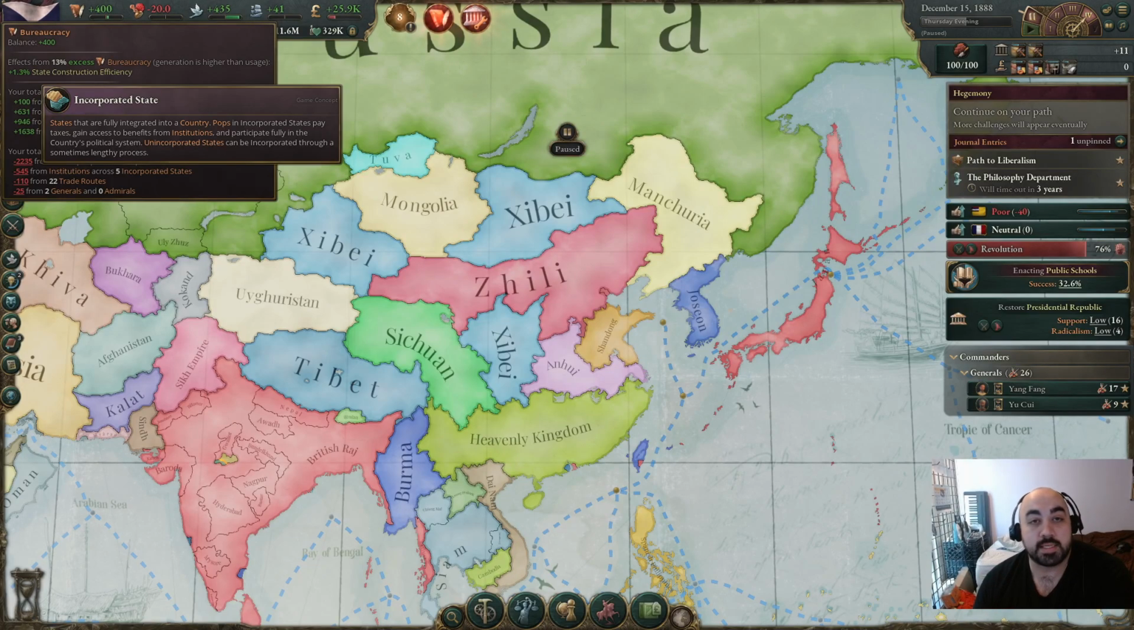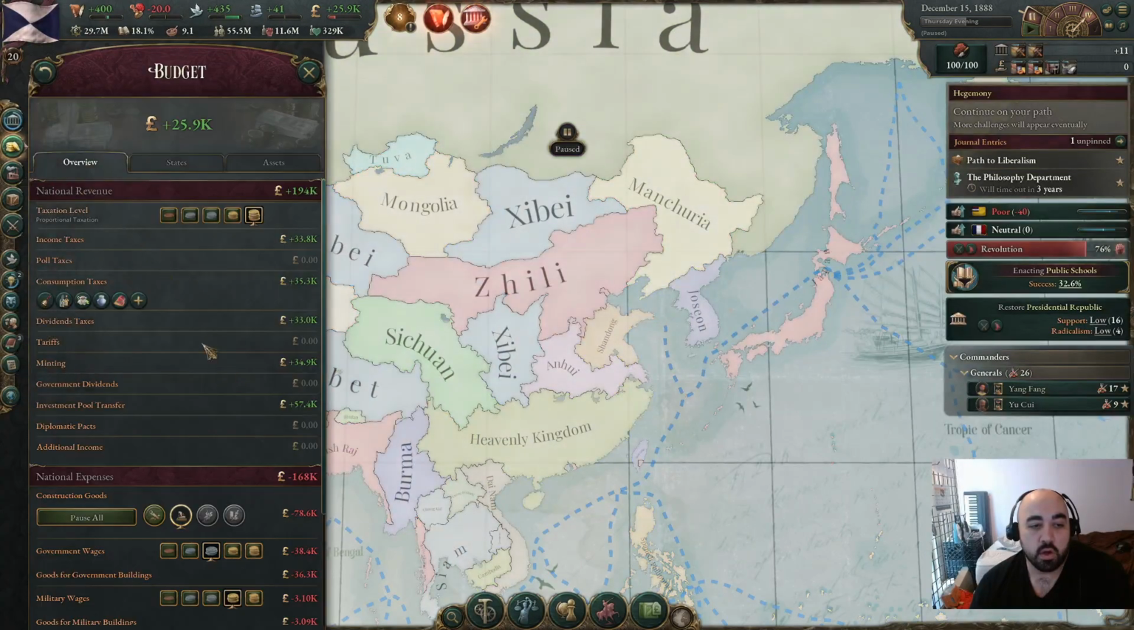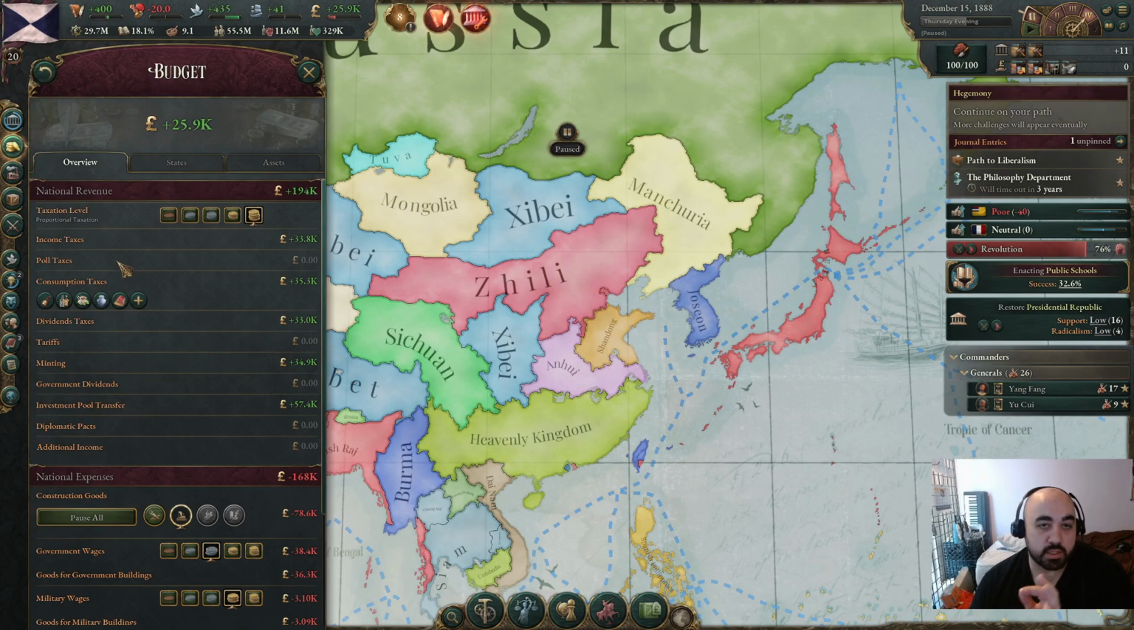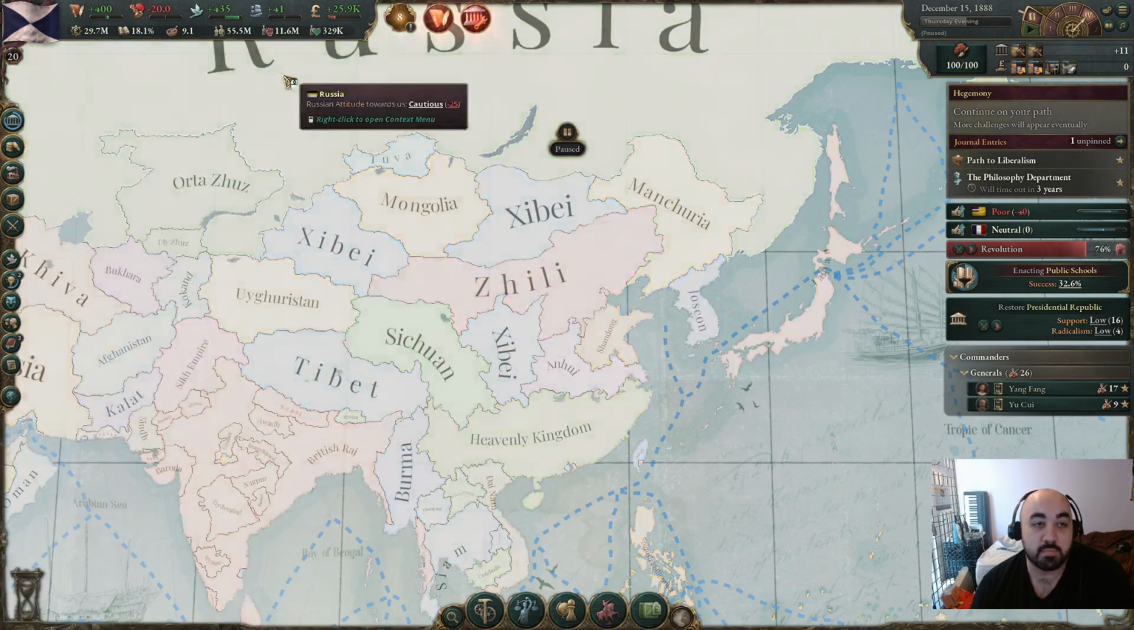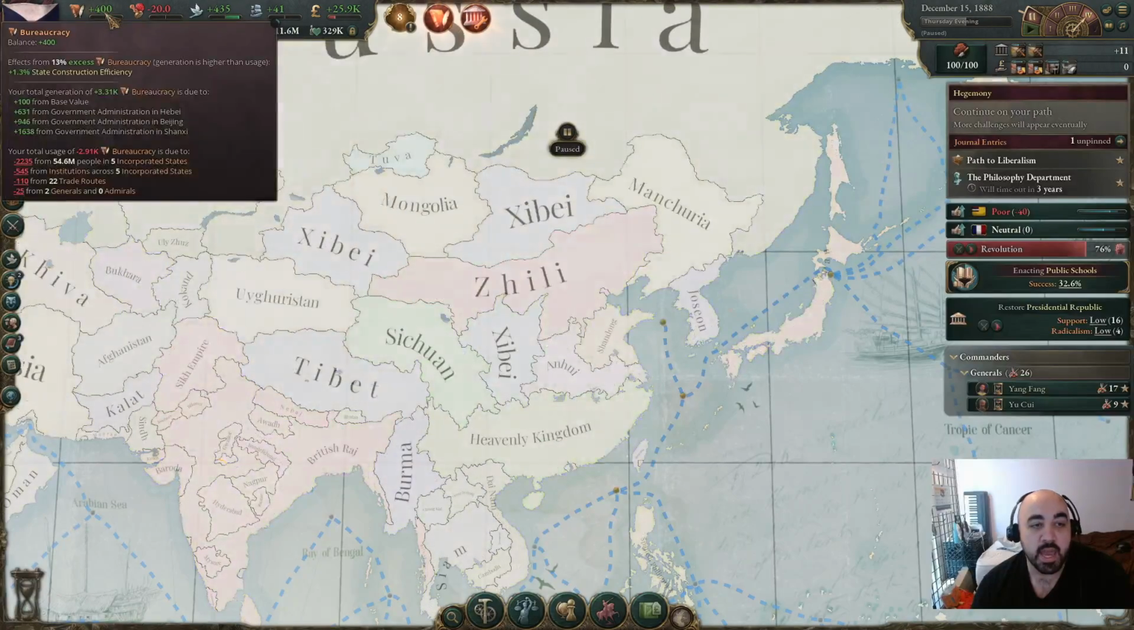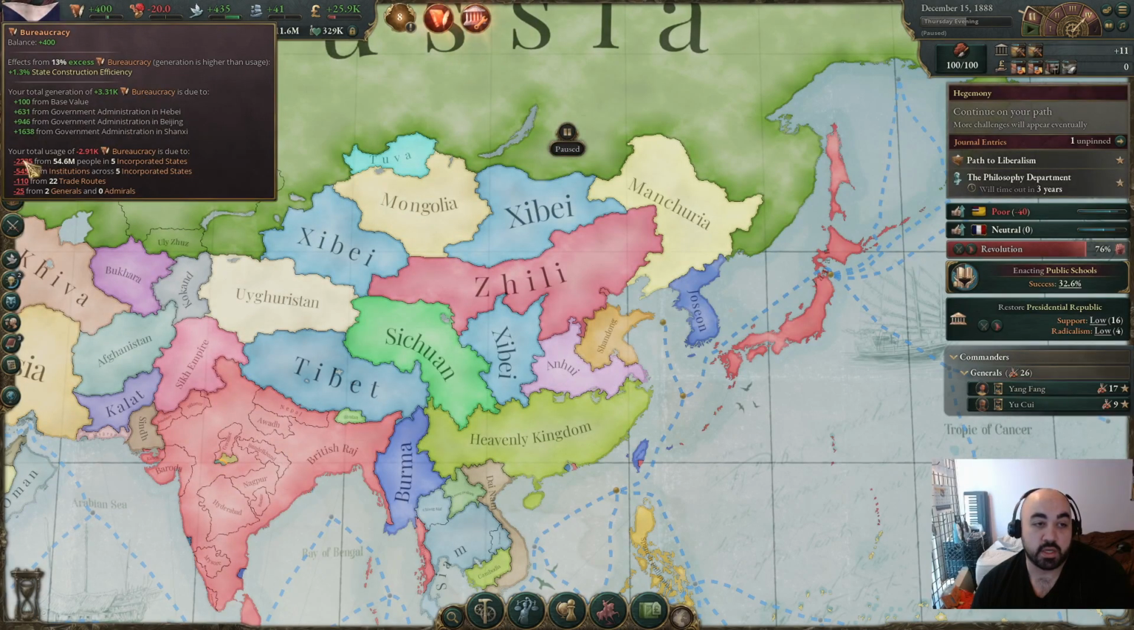When you incorporate a state, you pay all the bureaucracy costs up front, and then you slowly gain access to all the benefits of your institutions, the main and most important one being taxation. Your consumption taxes will always apply even in unincorporated states, but all your other taxes will not apply. And so this is the main reason to want to incorporate states, and it is the main use of bureaucracy, or it's the main stuff you put it in initially.